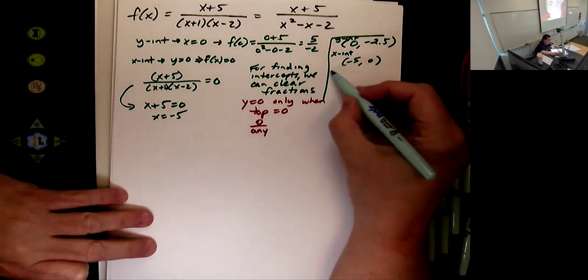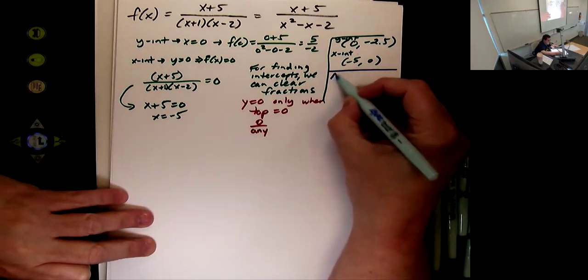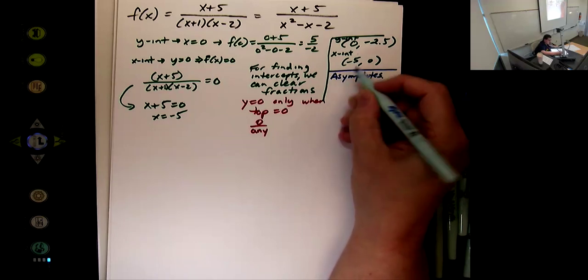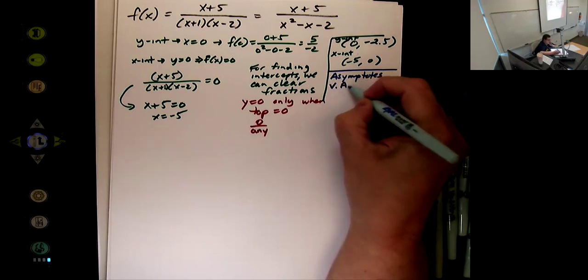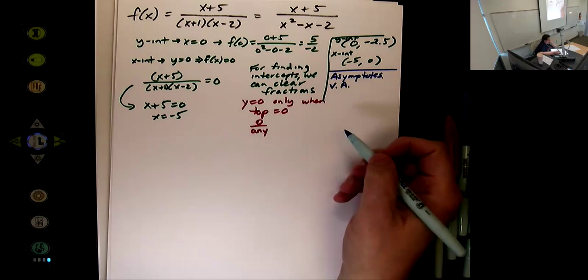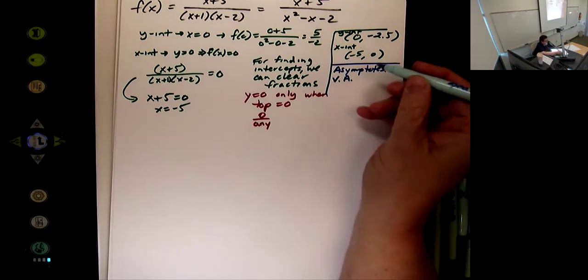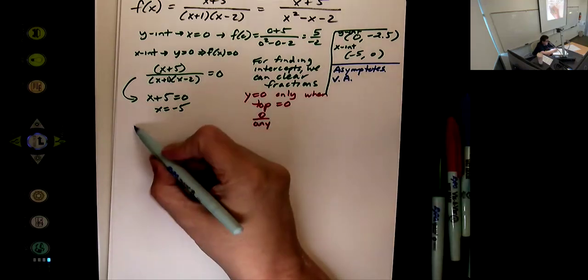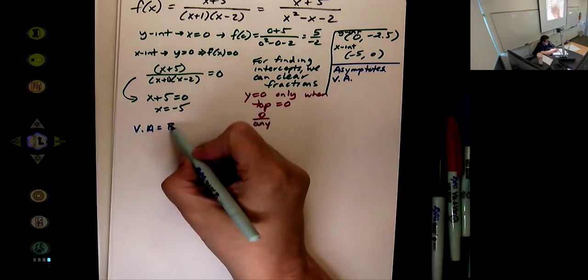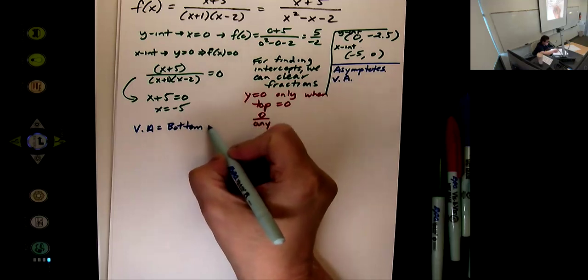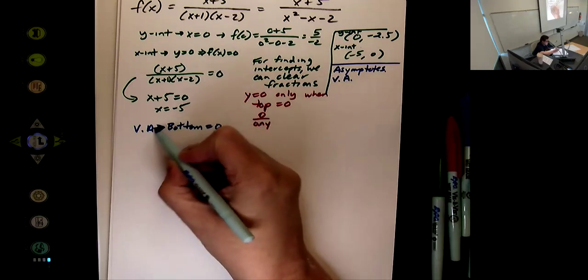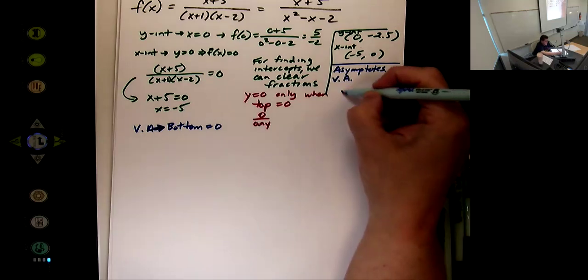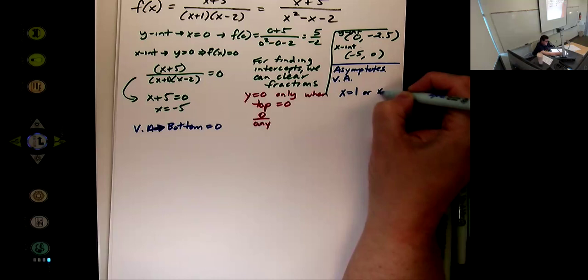Because clearly, our next thing is our asymptotes, and we need to look at those. So where are my vertical asymptotes? Vertical asymptotes are where the bottom equals 0, and that's x equals -1 or x equals 2.